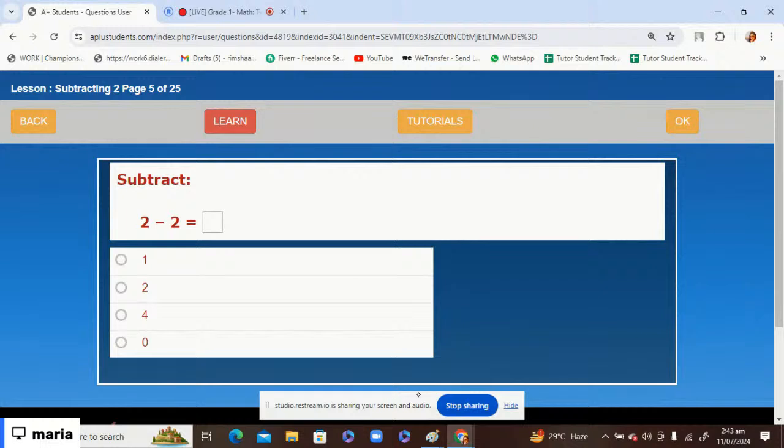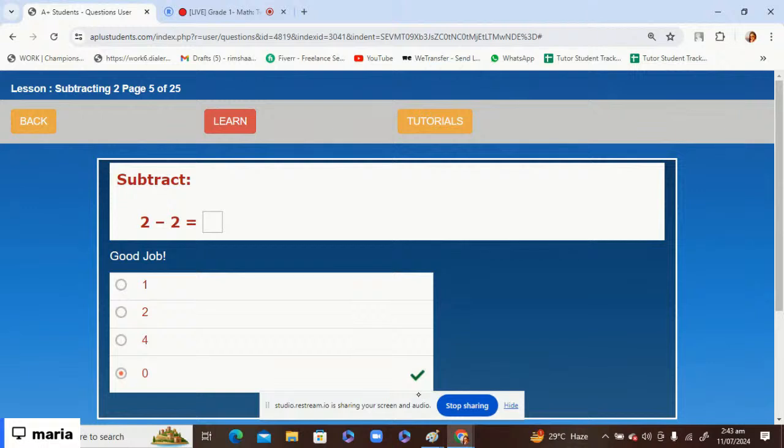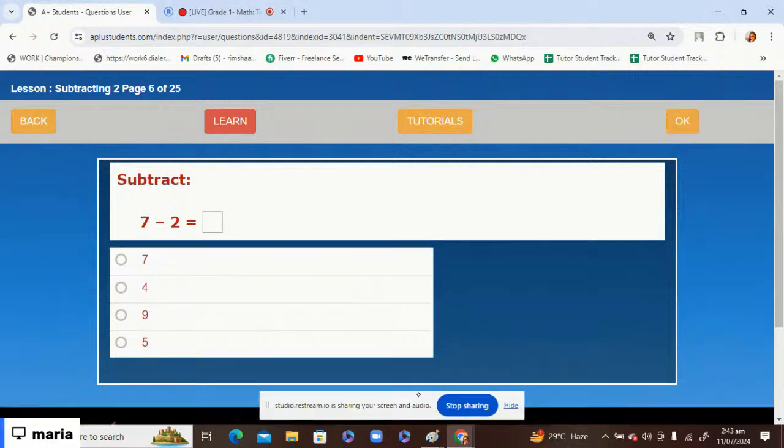Okay. Now, if you have two same numbers that are subtracted, it means that their answer is 0. Okay. Always, this is the rule.